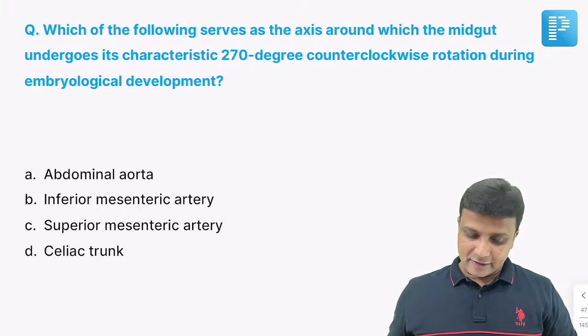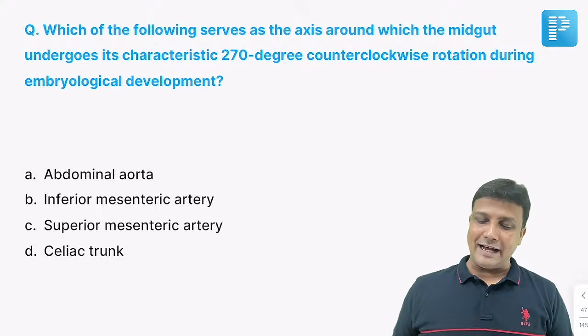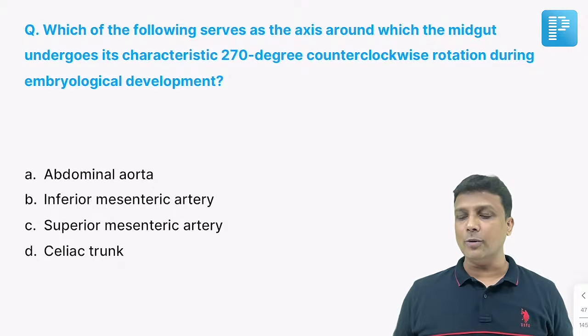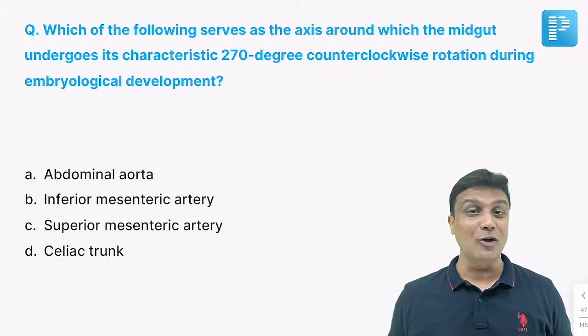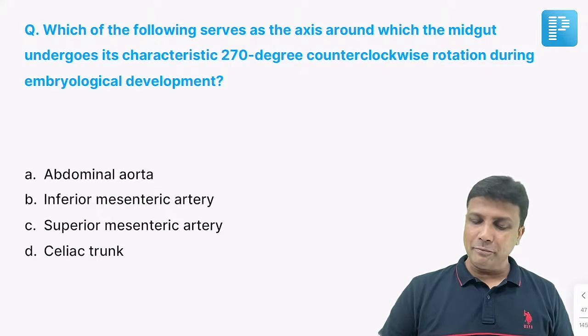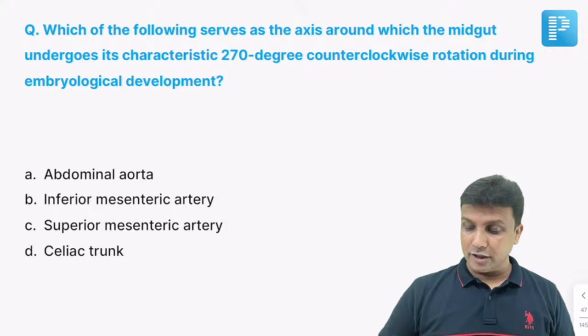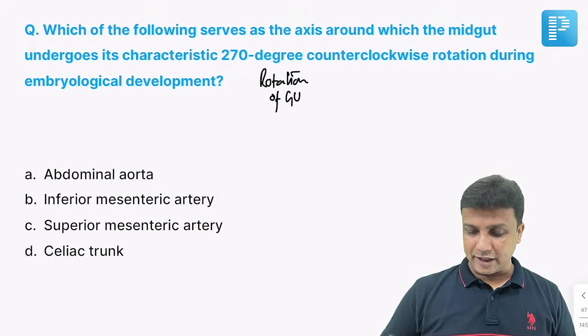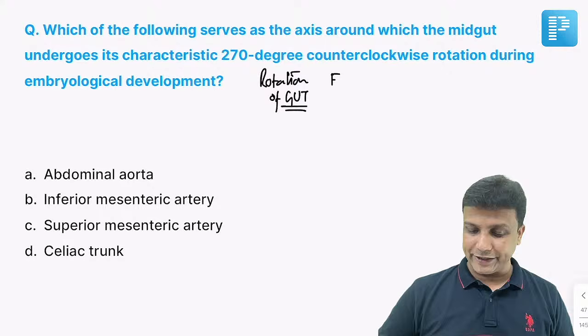Now, after that, the next one: which of the following serves as the axis around which the midgut undergoes its characteristic 270-degree counterclockwise rotation during embryological development? Now, this is another important concept here, about the rotation of gut. Before I teach you this entire concept, can you please tell me, will the foregut rotate or not, sir?